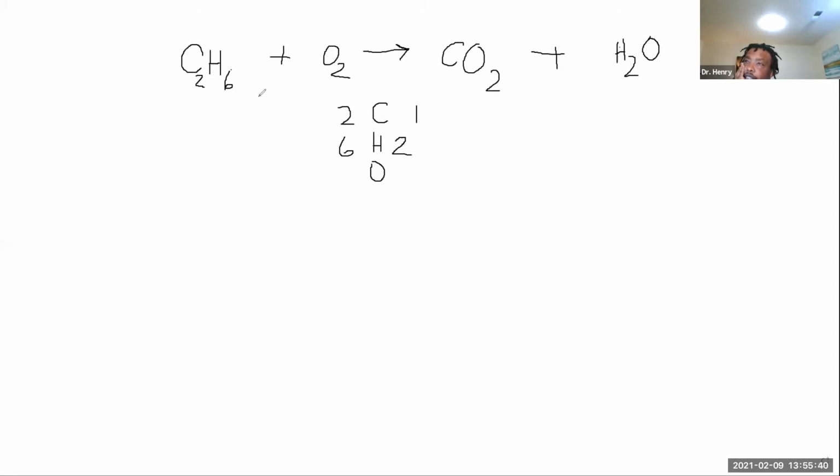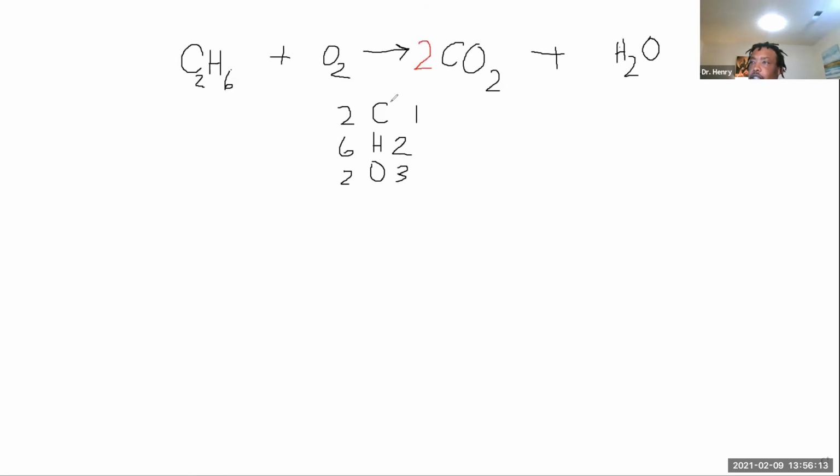On our reactant side, oxygens: 2. On our product side, oxygens: 3. Is it balanced? No. So what do I need to do? Balance it. Put a number in front of CO2. What number are we going to put in front of CO2? A 2. Okay, so we're going to put a 2 in front of CO2.